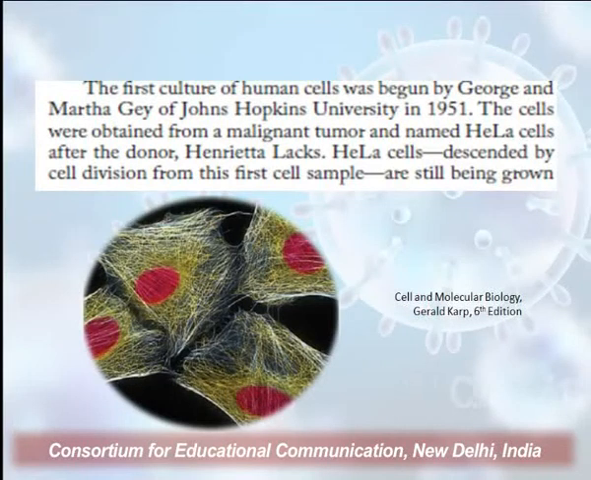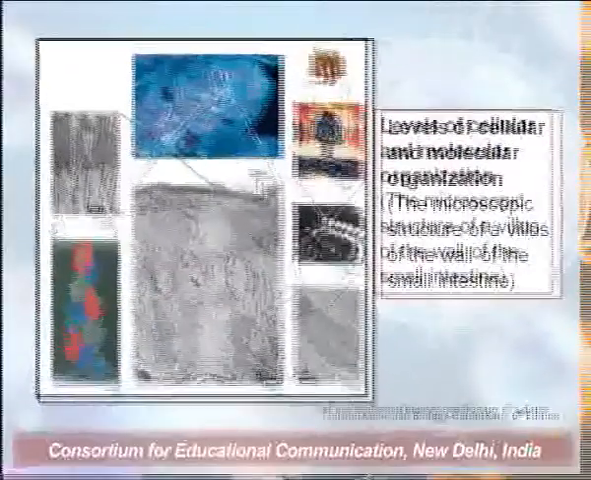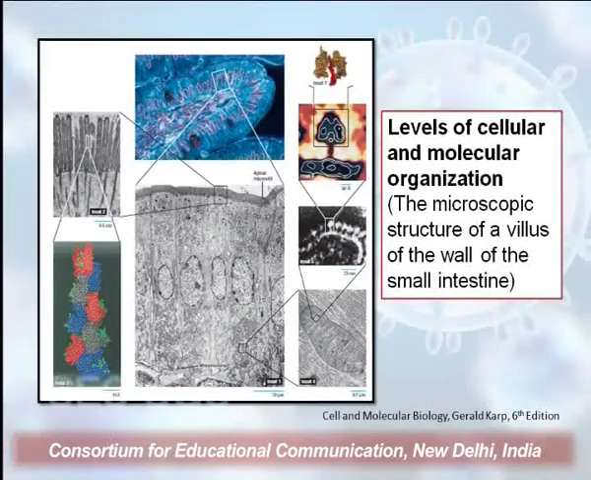These cell lines are still being used majorly in cancer biology cases and in the study of various cancer cell lines. Now, let us see the levels of cellular and molecular organization within the cell. This is a microscopic structure of the villus of the wall of the small intestine. The electron micrograph shows a cross section of the small intestine, and the villi are focused upon. We can see how the villi are made up of specialized cells to bring about the specialized functioning of this organization.